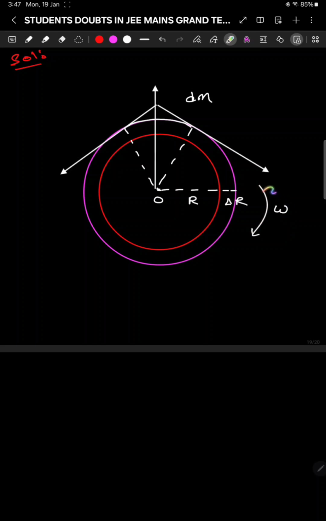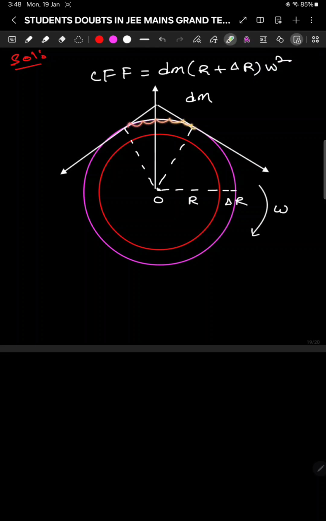As the rubber band rotates with an angular velocity omega, it elongates and its radius increases by delta r. Now the final radius becomes r plus delta r. Consider a small elemental part of the rubber band having mass dm. As it rotates, centrifugal force acts away from center. Now I can show you, centrifugal force acting on the small element will be dm into new radius r plus delta r into omega square.